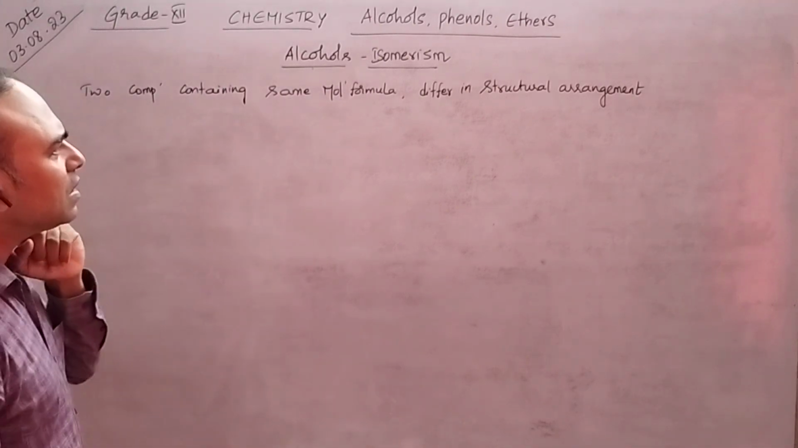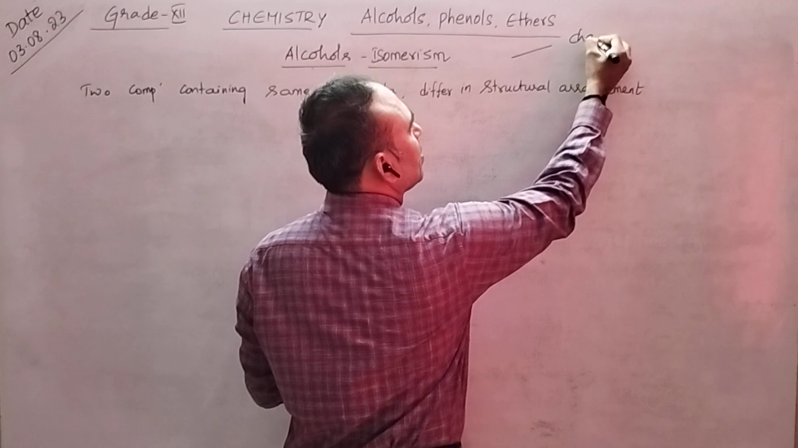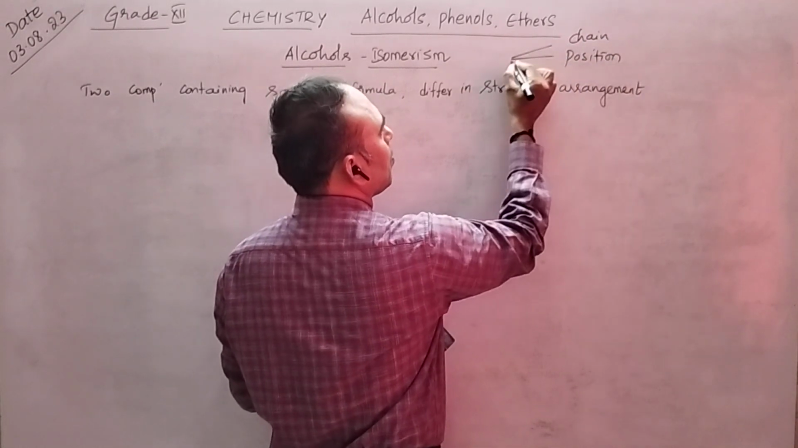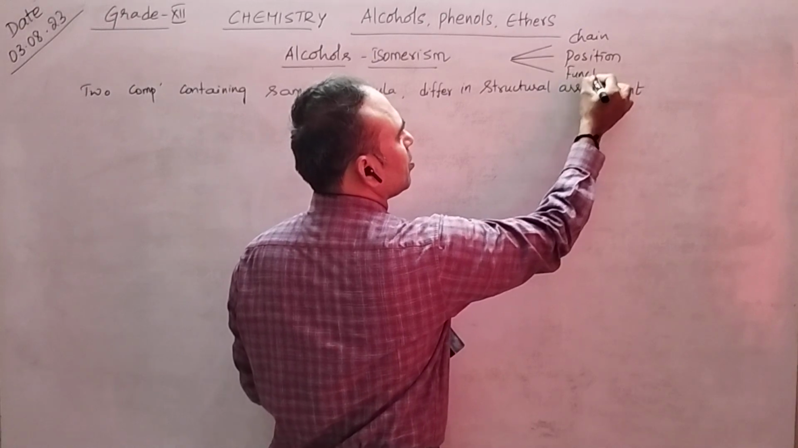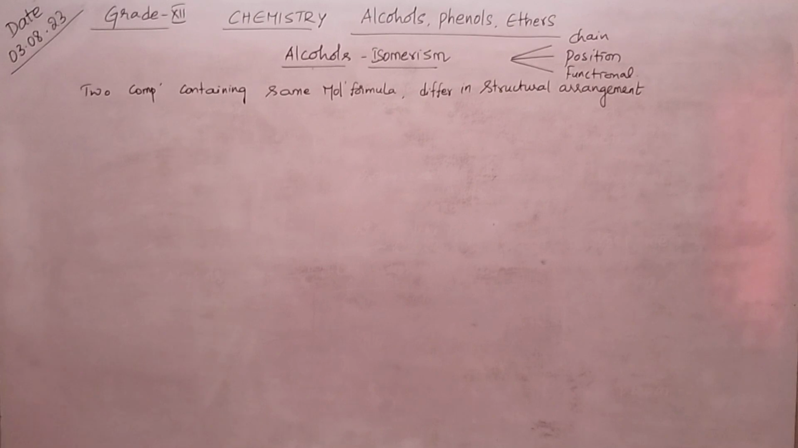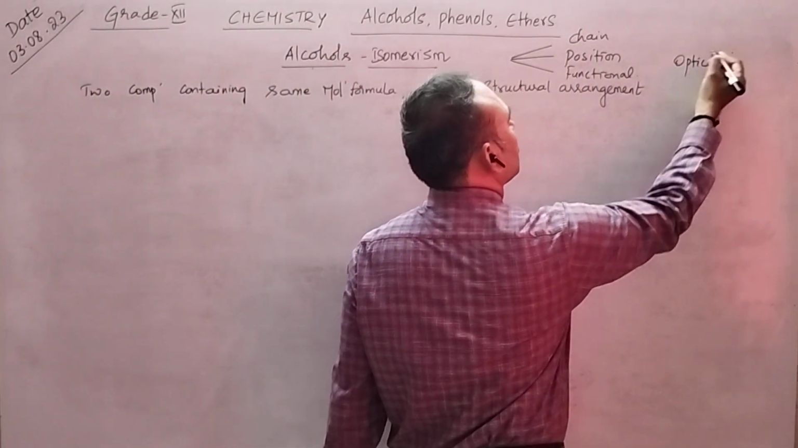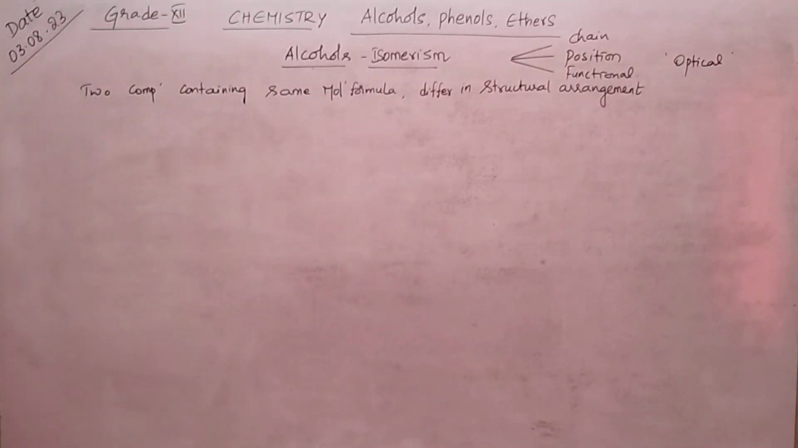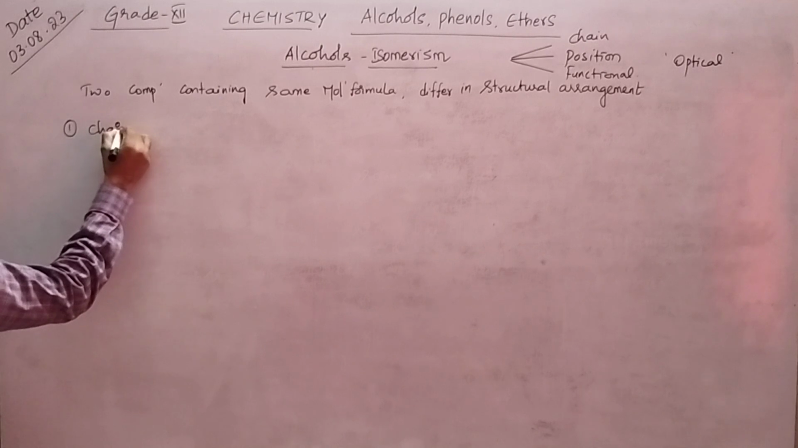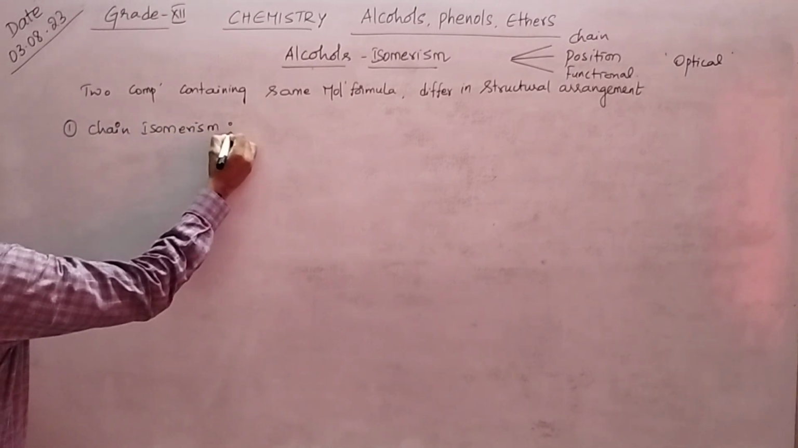So in alcohols we find 3 types, that is chain isomerism, position isomerism, and then functional isomerism. These are related to the structural isomerism, and the 4th one is optical isomerism. So we need to discuss these 4 types of isomerism. So let us take the first one, that is chain isomerism.